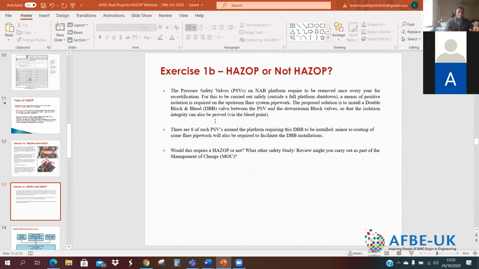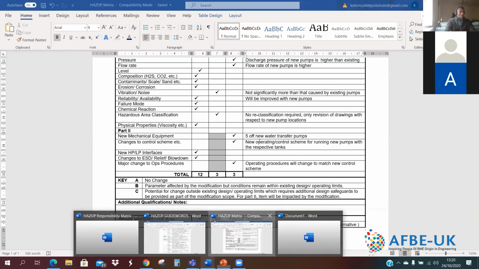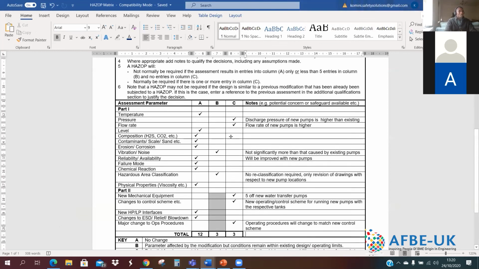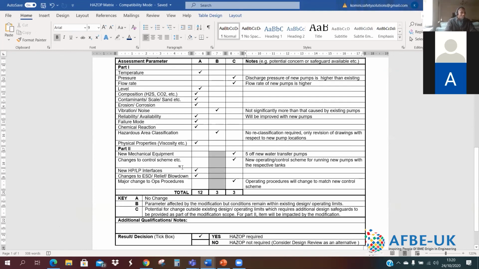Okay. So this is one where you need to refer to the HAZOP decision matrix. I've just brought up the HAZOP decision matrix. So for that second problem, is the temperature changing? The temperature of the system isn't changing. The pressure isn't changing. Flow rates aren't changing. Level isn't changing. Composition, contaminants, and all of those bits are not changing. Physical properties are not changing.